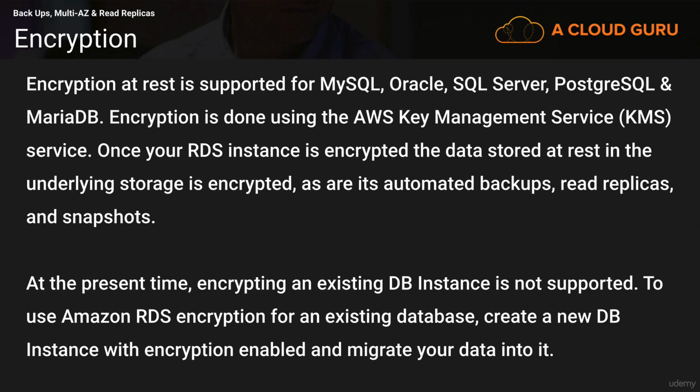At the present time, encrypting an existing DB instance is not supported, so to use Amazon RDS encryption for an existing database, what you have to do is create a database instance with encryption enabled and then migrate your data into it. So you have to create an entirely new database instance.